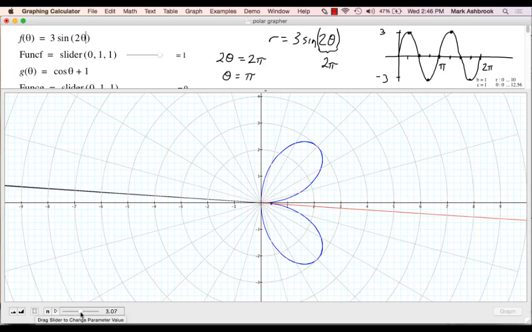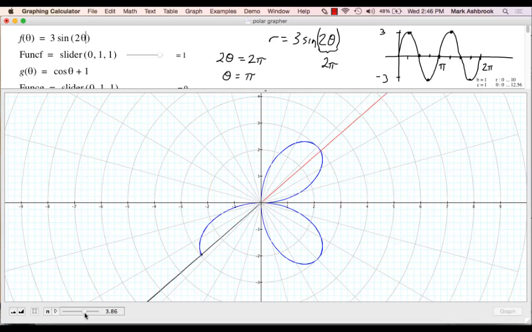So here, one period of 3 sine 2 theta doesn't complete it. As we keep going, we're going to get more of the polar graph. We're going to need more than one period. So what happens now in the third quadrant? It's just like the first quadrant. Out to 3, back to 0. Out to +3, back to 0.